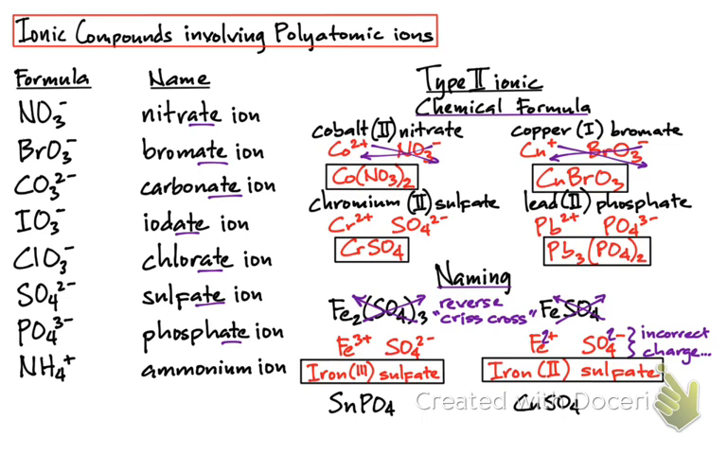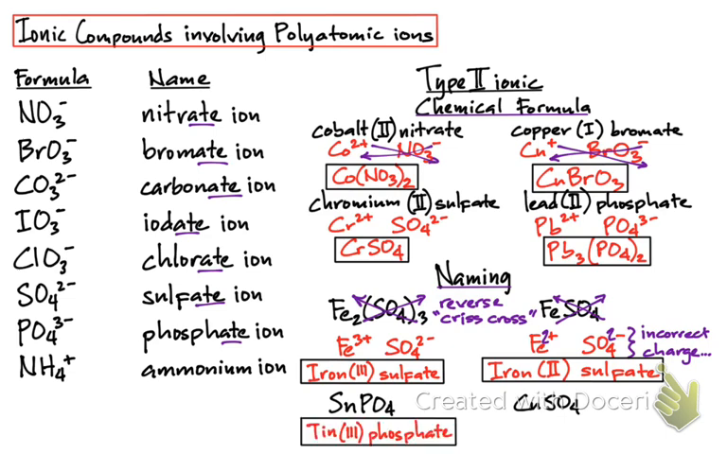All right, so the next one here is SnPO4. You can do the same thing, reverse the crisscross, knowing that PO4 is a single unit with a negative 3 charge, and so tin must have a positive 3 charge in this case. So this is tin 3 phosphate.